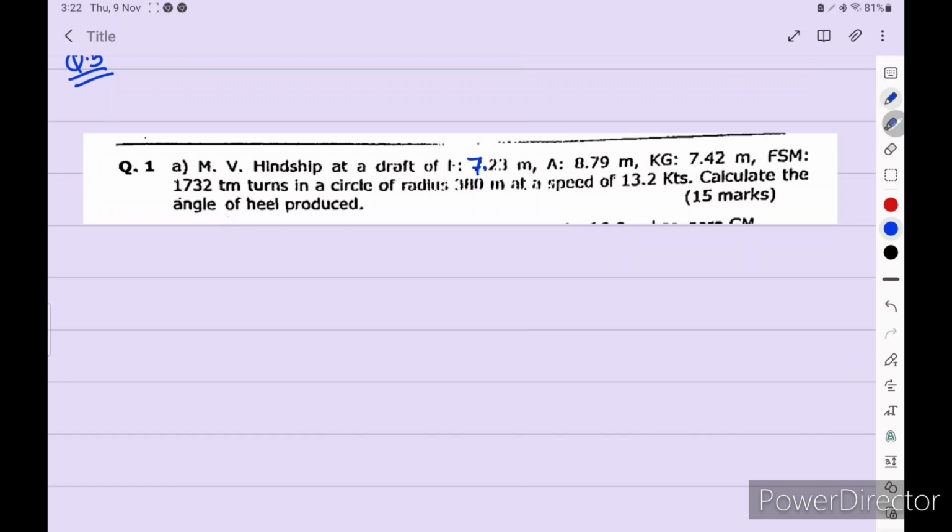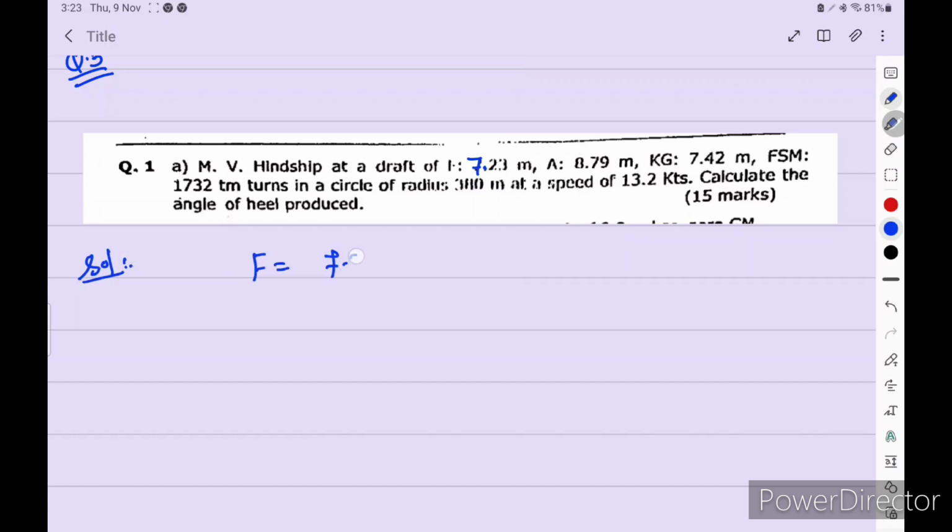So our next question is: MV Hinship at a draft, forward draft 7.23, aft 8.79, KG is 7.42, FSM 1732, turns in a circle of radius 380 meters at a speed of 13.2. Calculate the angle of heel produced. So let's solve this numerical.